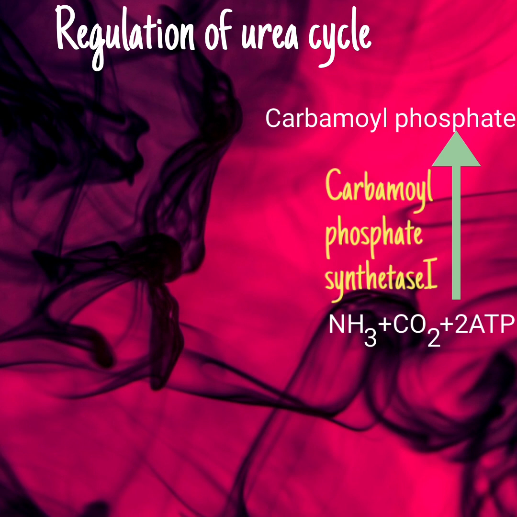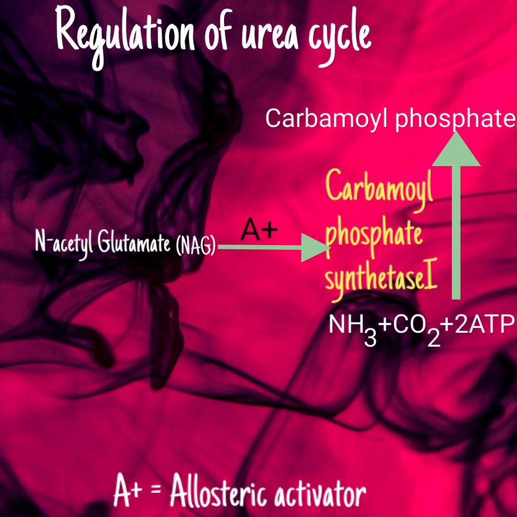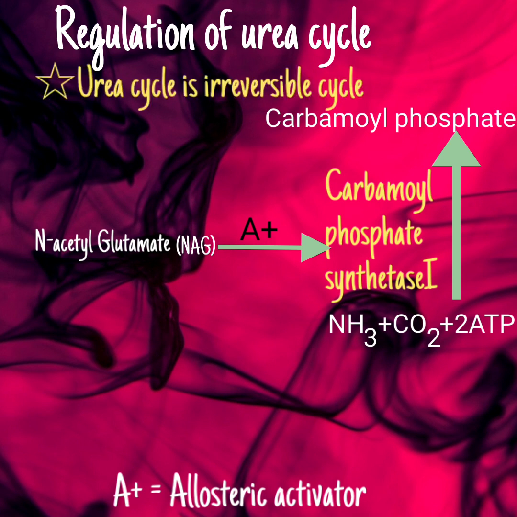There is a substance called N-acetyl glutamate, abbreviated as NAG, and this compound is the allosteric activator of CPS 1, that is carbamyl phosphate synthetase 1. Since it is the allosteric activator of carbamyl phosphate synthetase 1, when the levels of NAG, that is N-acetyl glutamate, are high, the activity of carbamyl phosphate synthetase will be more, and so will be the synthesis of carbamyl phosphate. And since the urea cycle is an irreversible cycle, more synthesis of urea will occur due to the increased production of carbamyl phosphate.